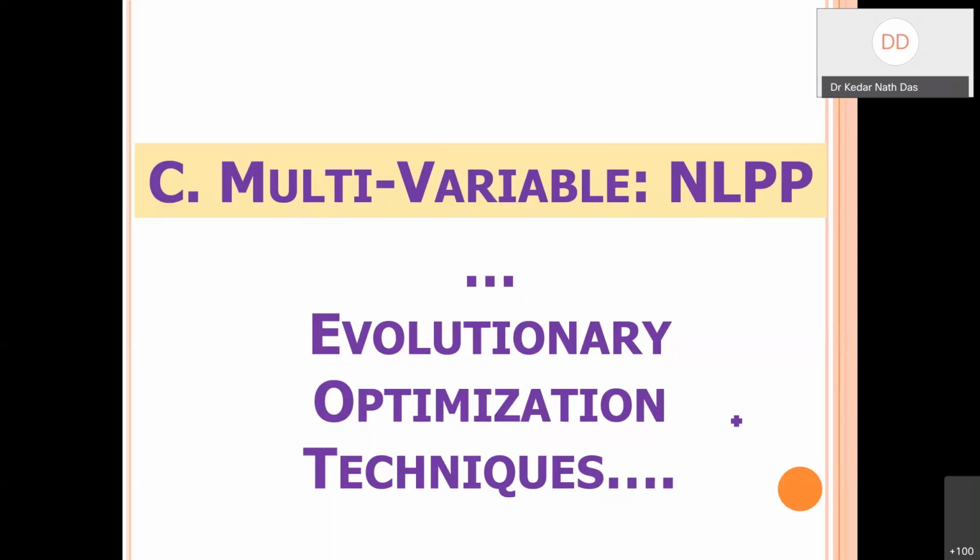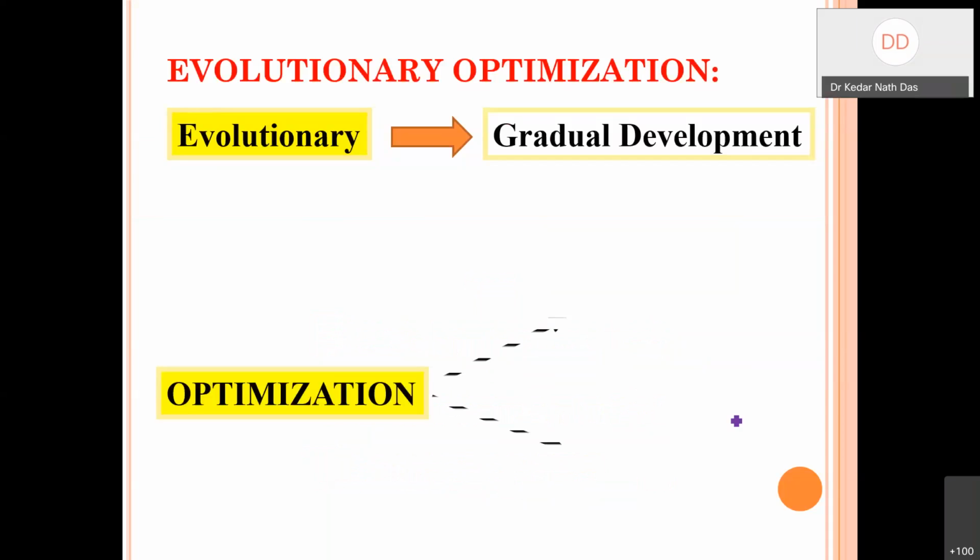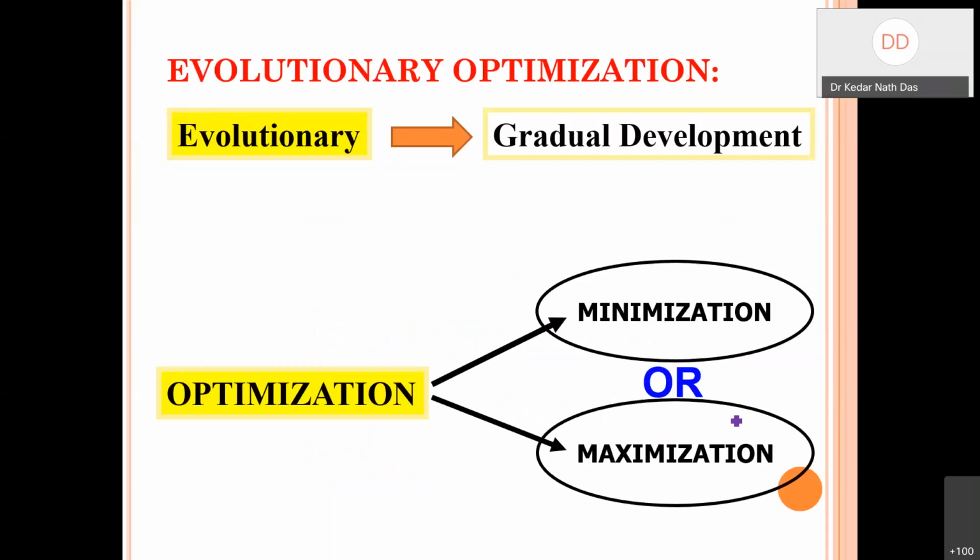So instead of discussing all the traditional methods in today's lecture, let me focus on some of the evolutionary optimization techniques quickly. As you know, evolutionary means gradual development, and optimization means either minimization or maximization. To reach the global optimal solution, there should be a gradual development in the algorithmic steps, so that we slowly and steadily move towards the optimal solution.